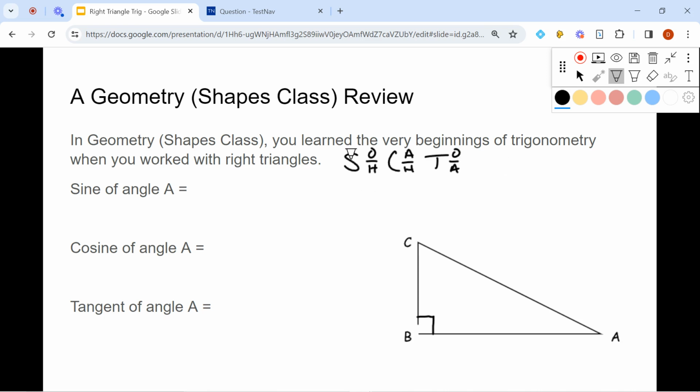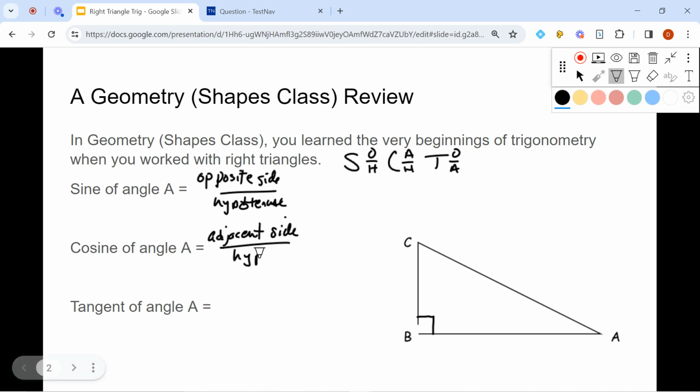Where the sine of angle A was the opposite side over the hypotenuse. The cosine of angle A is the adjacent side over the hypotenuse. And the tangent of angle A is the opposite side over the adjacent side.